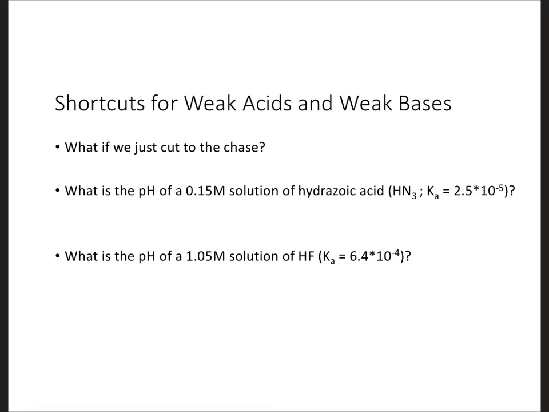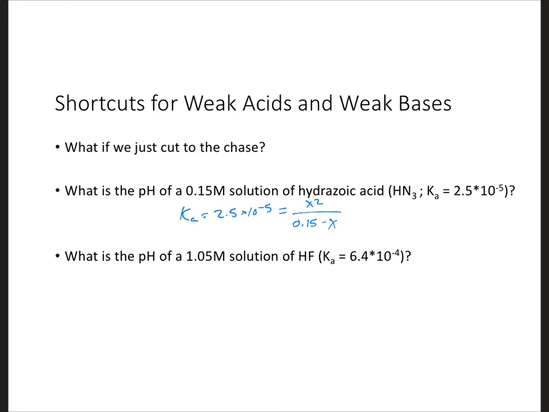So if we have a problem that's asking us the pH of a 0.15 molar solution of some acid, we should be able to say, great, this is going to be Ka equals 2.5 times 10 to the minus 5 equals X squared over that starting concentration minus X. Okay, so we just skip the ICE table completely because this follows the general strategy that we've been employing in order to get to the pH.